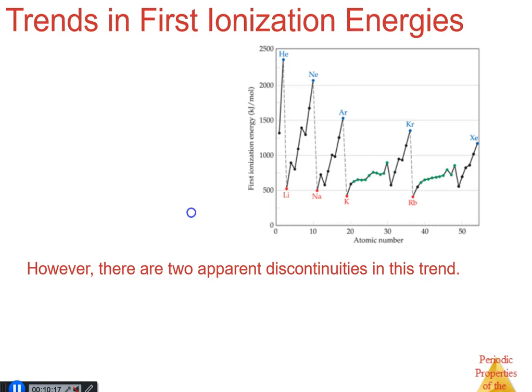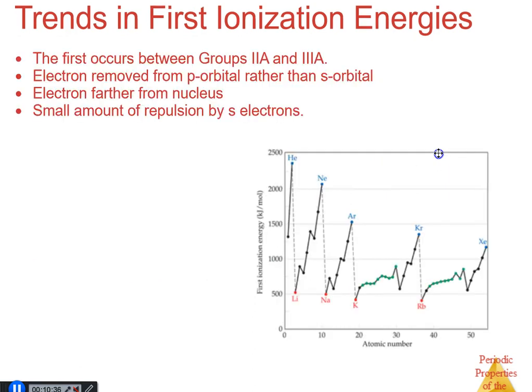So you will notice that as we go left to right, so this is just, we're going across the rows, not up and down. And then there are these dips. Okay? And they get really, really weird. But don't stress. You don't need to know every little minute detail, but you do need to know the following. All right, the first discontinuity. Discontinuity means when it doesn't follow the trend we expect it to. The first occurs between groups 2A and 3A.